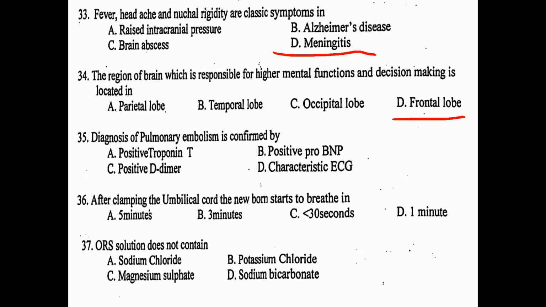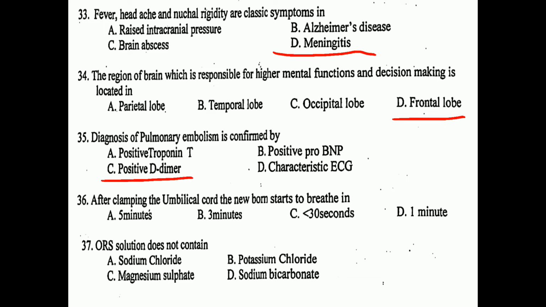Question number 35. Diagnosis of pulmonary embolism is confirmed by: option A, positive troponin T, option B, positive pro-BNP, option C, positive D-dimer, option D, characteristic ECG. The correct answer is option C, that is positive D-dimer.